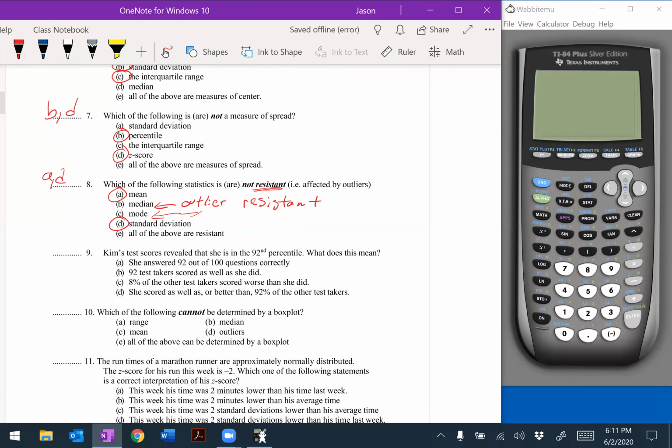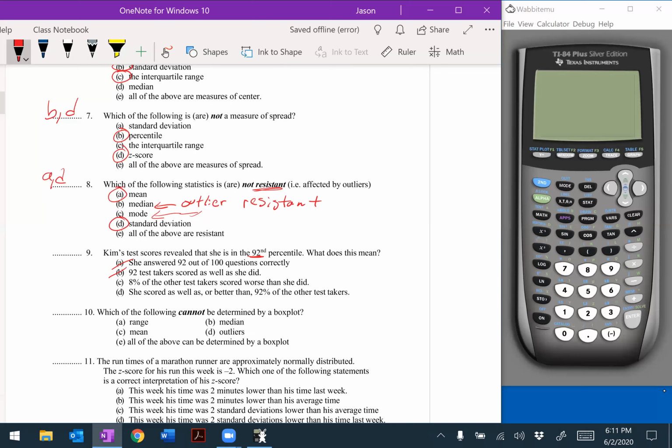Okay, number 9. Kim's test scores revealed that she was in the 92nd percentile. What does this mean? A, she answered 92 out of 100 questions correctly. No. Let's get rid of that one. B, 92 test takers scored as well as she did.